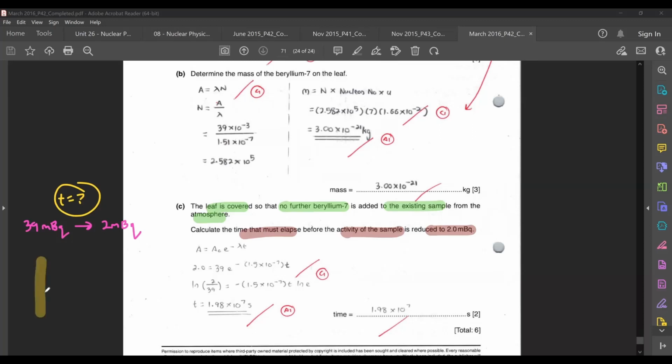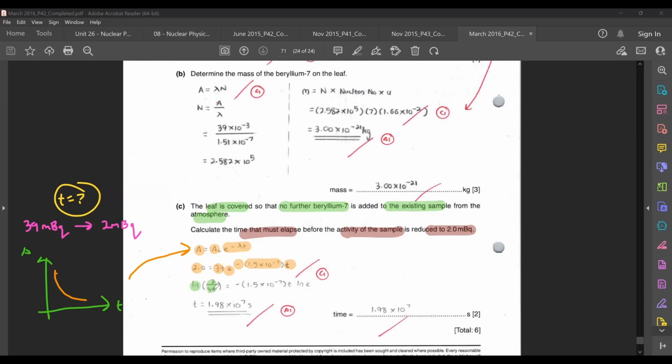So you know that in terms of activity with respect to time, it will usually be something like this. So you're going to use this equation, A equals A naught exponential negative lambda t. 2 millibecquerels equals 39 millibecquerels times exponential negative 1.5 times 10 power minus 7 t.